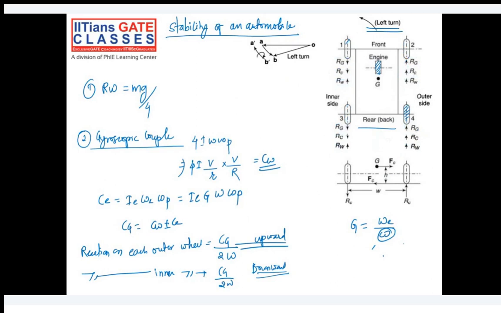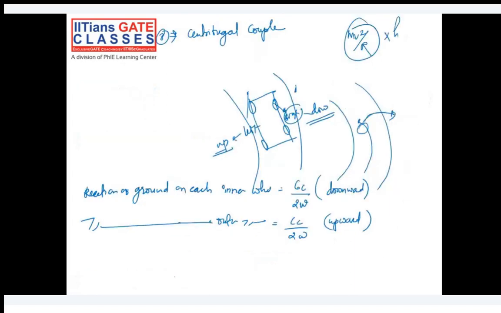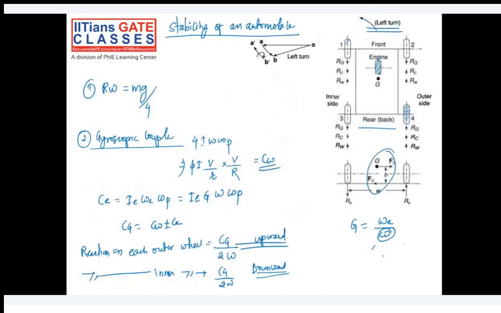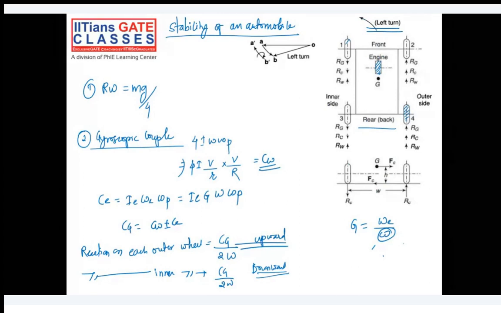What is the Cc? Cc is your centrifugal couple. We have studied centrifugal force, that is m v square by r, and if you multiply it by h, it will form a couple because this Fc is in left hand side direction, this Fc is in right hand side direction. So centrifugal force into h will give you the centrifugal couple. m v square by r into h will give you the Cc. Here you will get a clear idea what is Fc and h. G is your center of gravity, and h is the distance from ground to the center of gravity. That's why Fc into h will be the centrifugal couple.